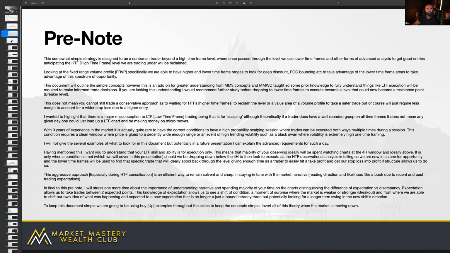Looking at the fixed range volume profile, which is the FRVP specifically, we're able to have higher and lower time frame ranges to look for deep discount, POC bounces, etc., to take advantage of low time frame areas to take advantage of this spectrum of opportunity.